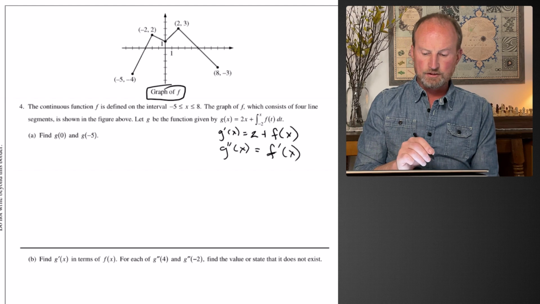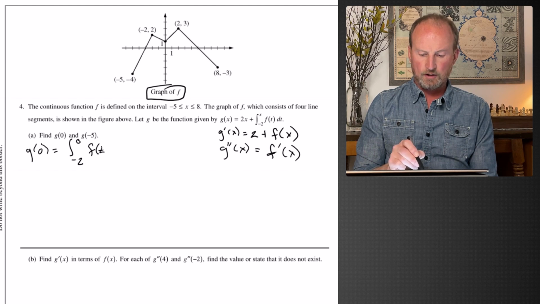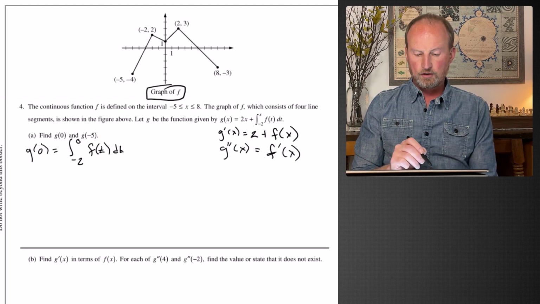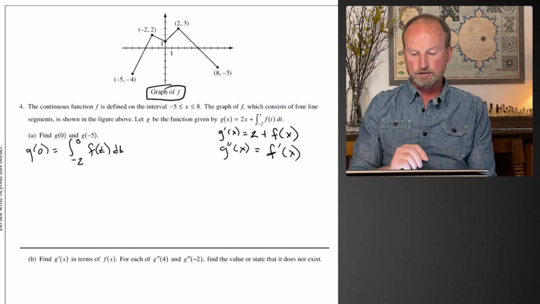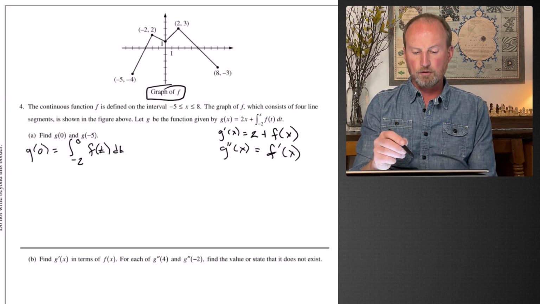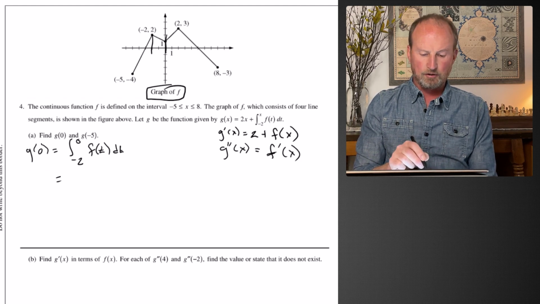Find g of 0. Well, g is defined to be the integral from -2 to 0 of f of t. Well, f of t is on the screen or on the graph. So what is, oh, I forgot. Well, plugging in 0, the 2 times 0 is 0. So this part here goes away. So I don't really need that, but I technically need to plug it into there also. So -2 to 0. I'm integrating from -2 to 0, which means the area under the curve. Well, that looks like a basic trapezoid.